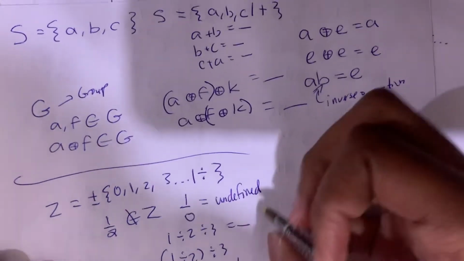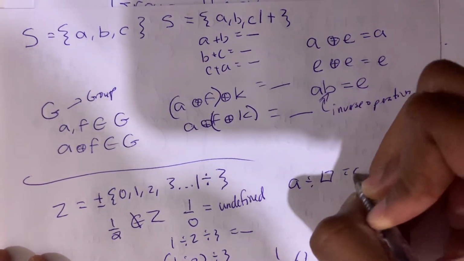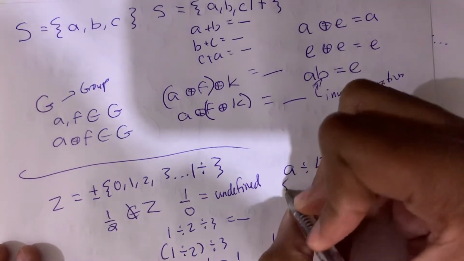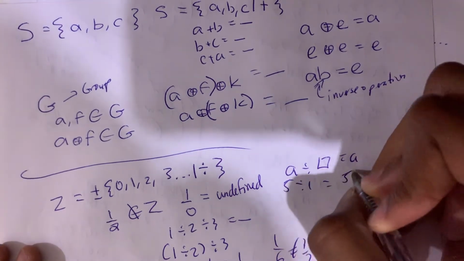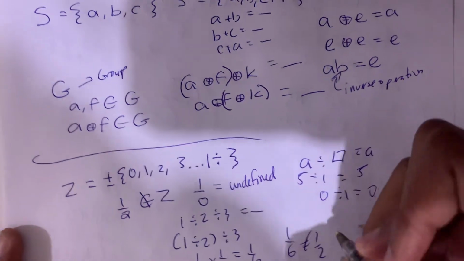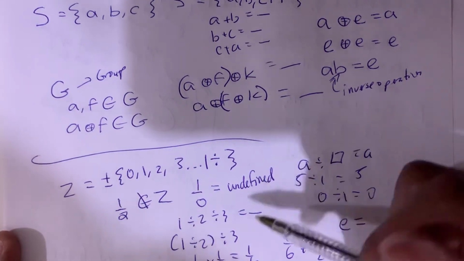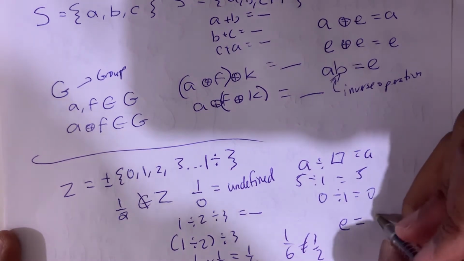Well, let's see. So a divided by something should return a. Well, that's just 1, right? Since 5 divided by 1 is 5, 0 divided by 1 is 0. Our identity element would, just like for addition, actually not for addition, but our identity element would be 1.